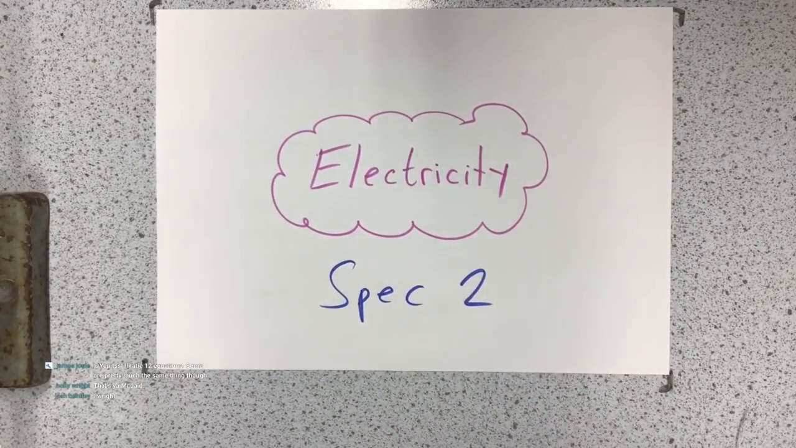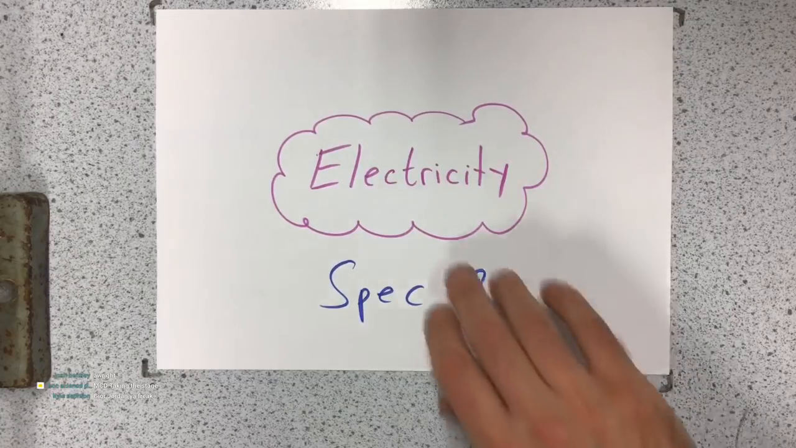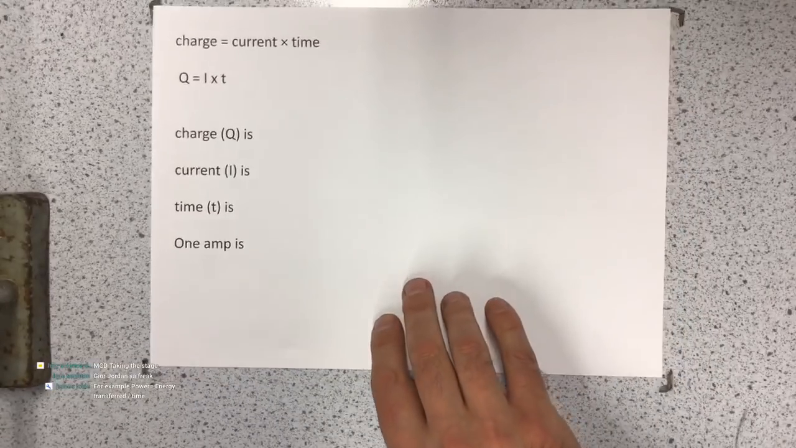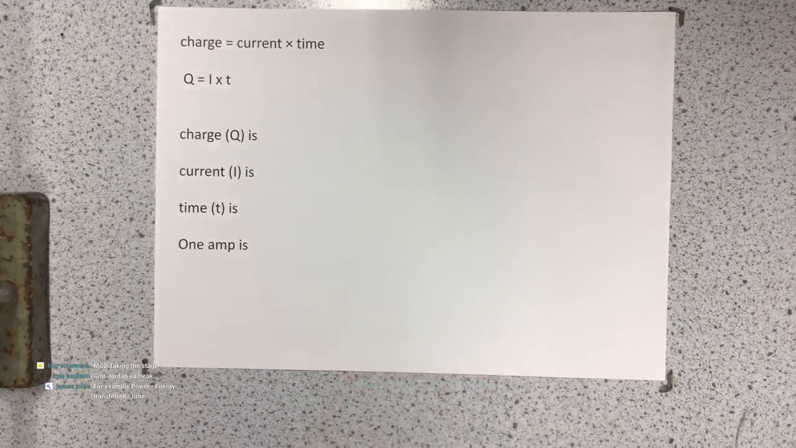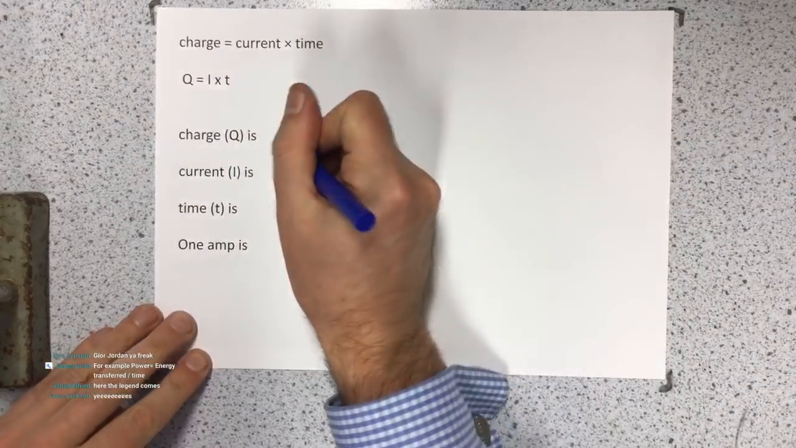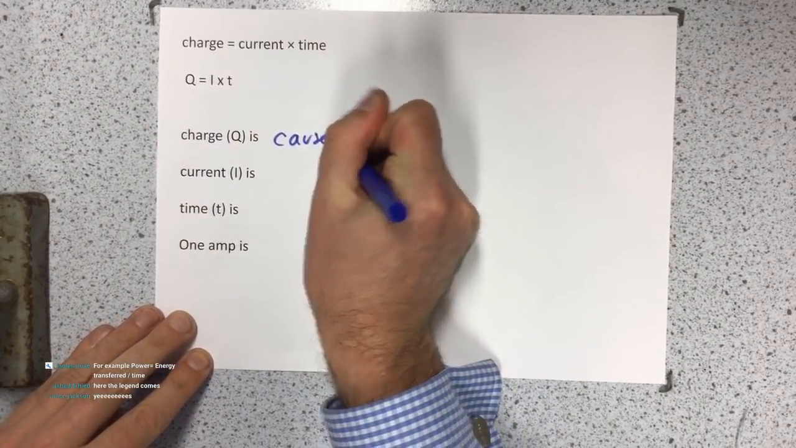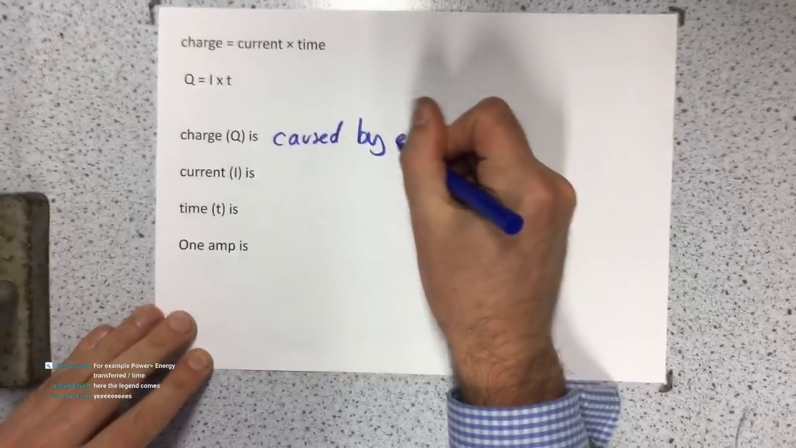Right, hello everybody. So we're over to Spec 2 and we are going to be looking at the electricity topic this evening for the next 15 minutes or so. So first of all, just starting us off, when you're thinking about electricity, electricity is all about electrical charge, and electrical charge is caused by electrons.